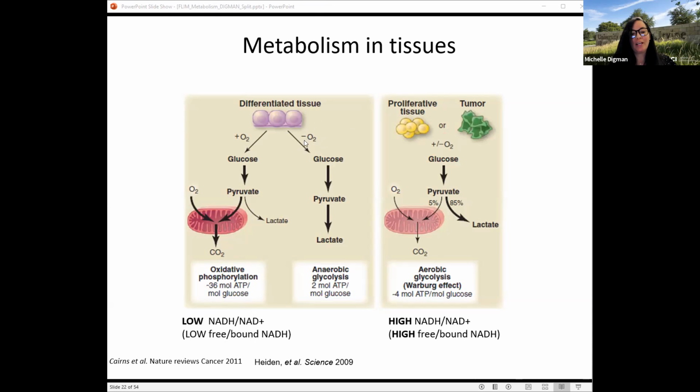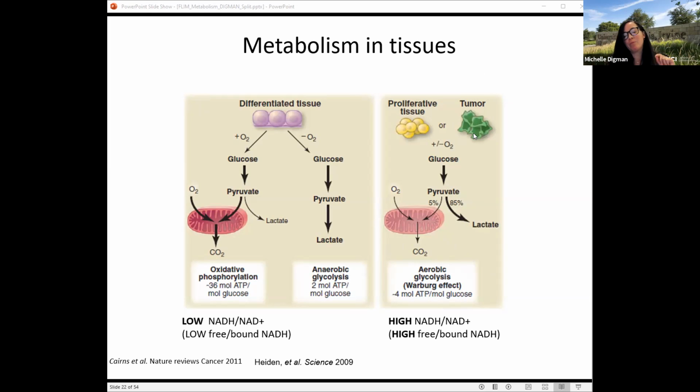Of course, cells can also break down glucose in the absence of oxygen, and this is called anaerobic glycolysis, producing ATP and also producing a bunch of lactate, which is not good for tissues. However, what's characteristic of tumor cells and proliferative tissues, such as stem cells, is the fact that these cell types don't need to have oxygen. They can switch between glycolysis and oxidative phosphorylation. And here they produce 4 moles of ATP. This is known as the Warburg effect, essentially.